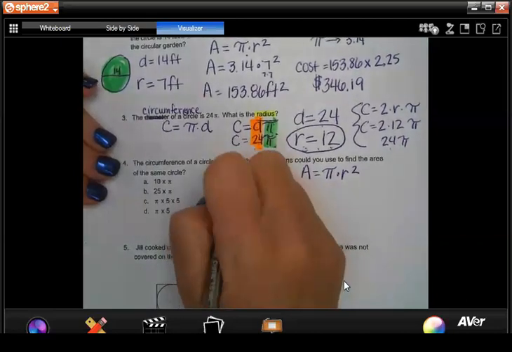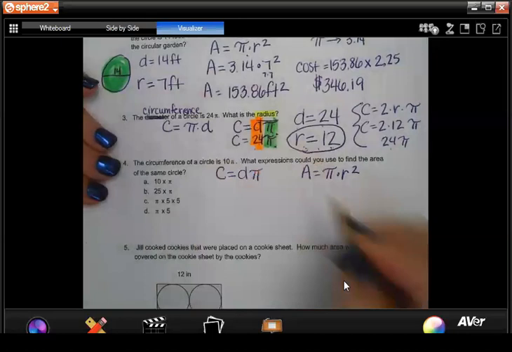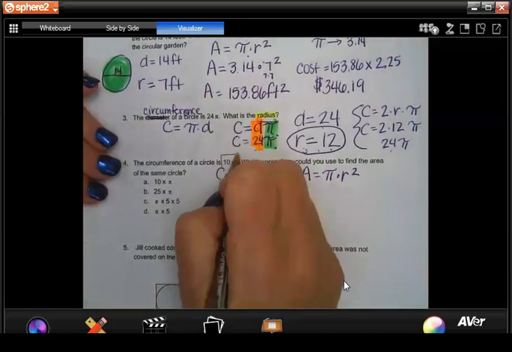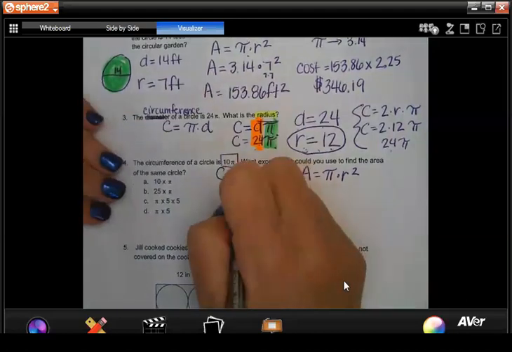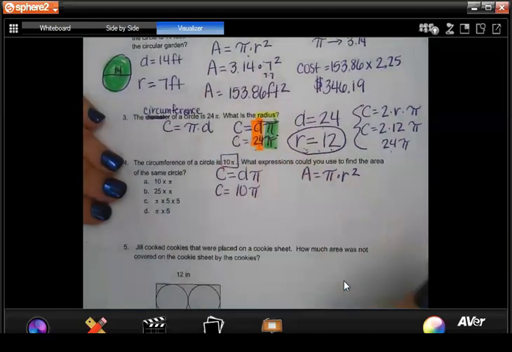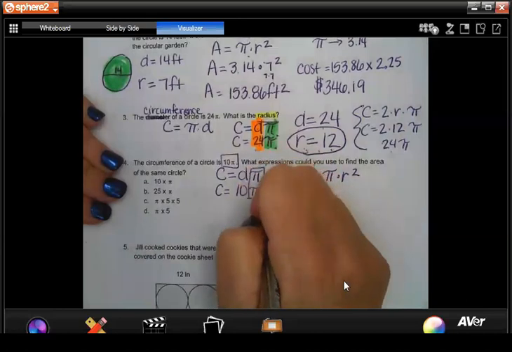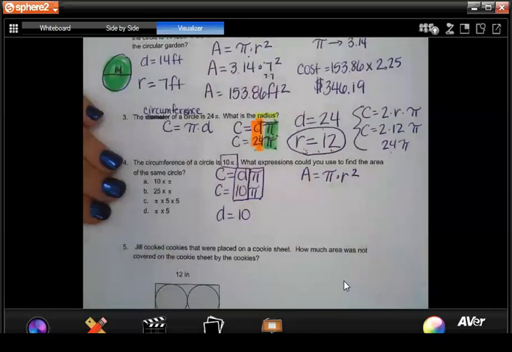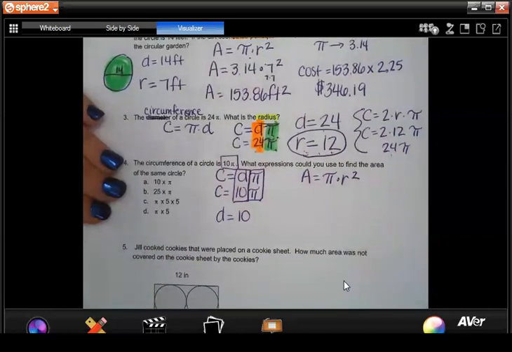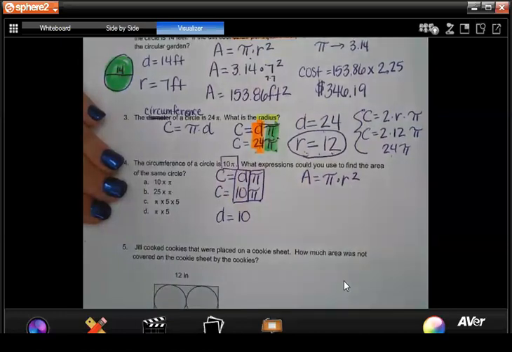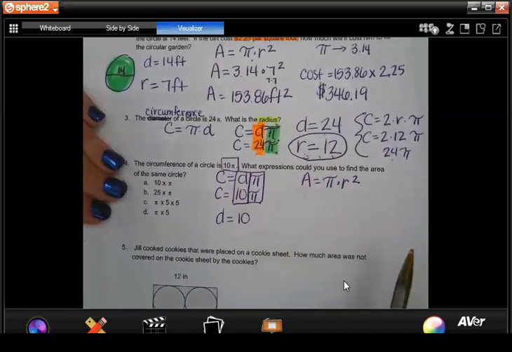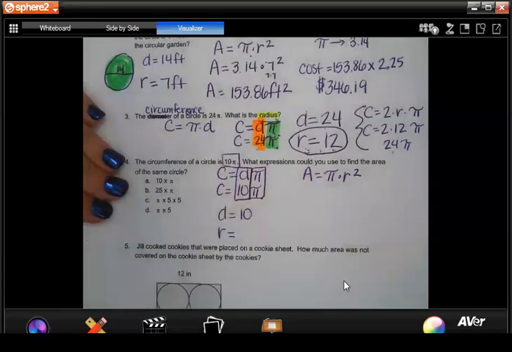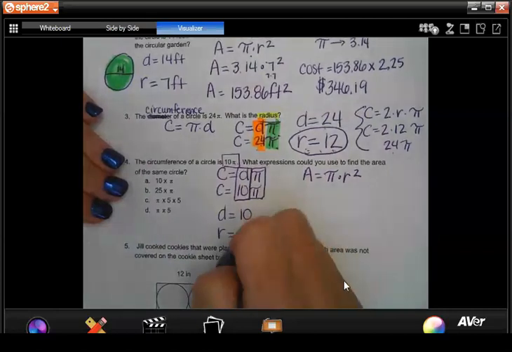We know the circumference is diameter times pi. Well, they tell us the circumference of the circle is 10 pi. So here's my pi, and here's my diameter. My diameter is 10. Okay? But when finding area, we don't need the diameter, we need the radius. And radius is half the diameter. So half of 10 is 5.